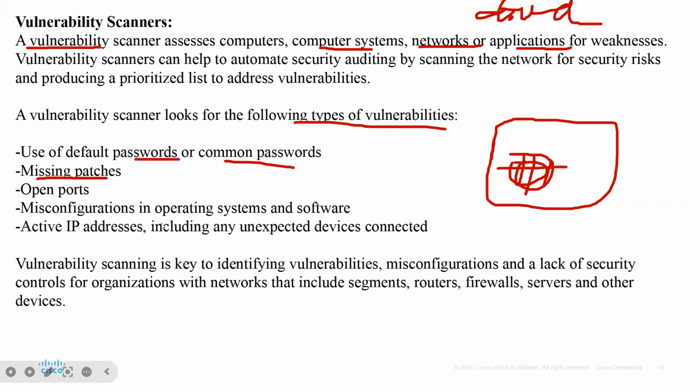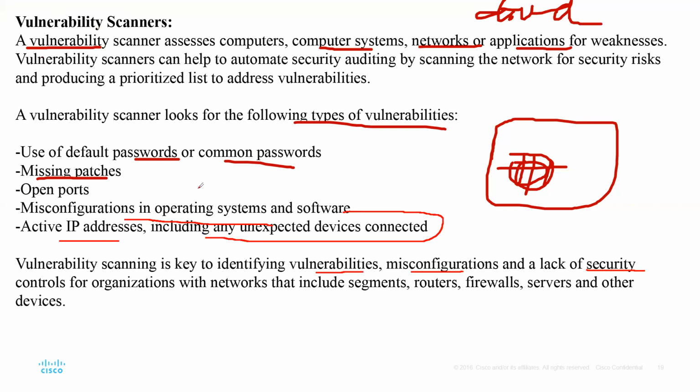When you misconfigure your operating system, you have active IP addresses, including unexpected devices connected. So this is simply the principle of least privilege. Vulnerability scanning is going to be very key in identifying these vulnerabilities, misconfigurations, and lack of security control. So that's what you do in vulnerability scanning.